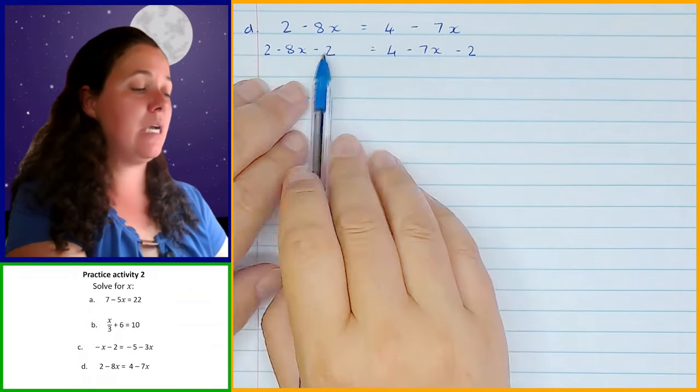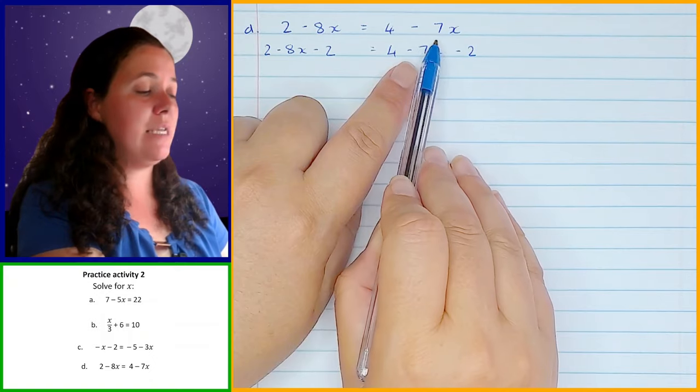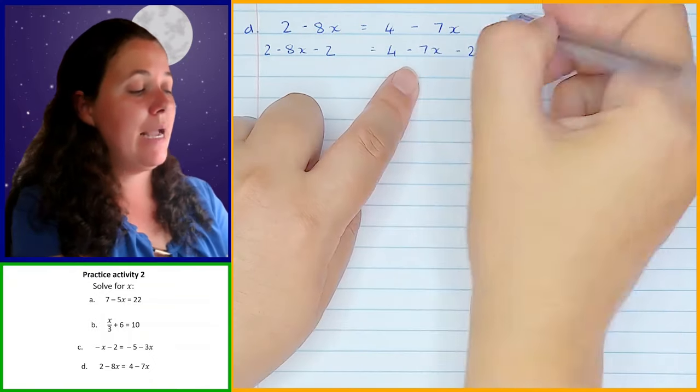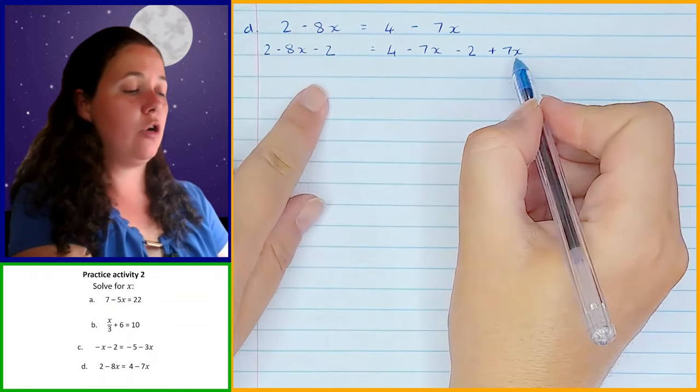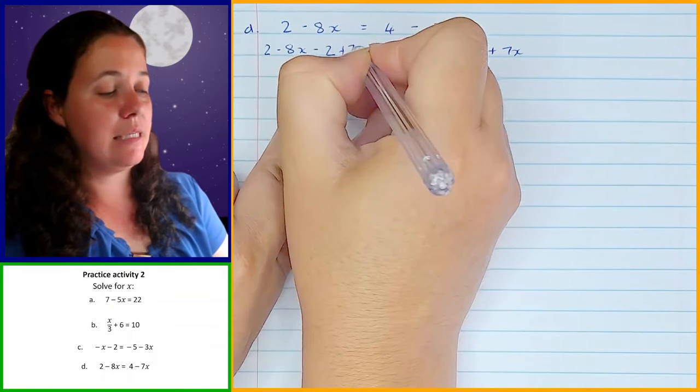Okay, at the same time, I'm going to get rid of the 7x here, the minus 7x, by adding 7x. But because I'm doing it on the one side, I have to do the same thing on the other side. So I've got plus 7x.